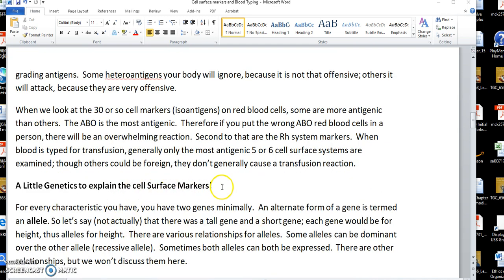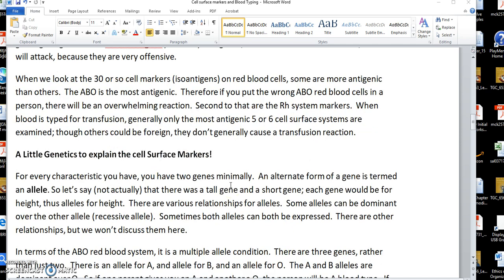Let's talk about a little genetics to explain these surface markers. You have genes to put these on there. An alternate form of a gene for a certain characteristic is called an allele. So let's say you had a gene for brown eye color and a gene for blue eye color, which is theoretically say, not exactly true because there's a multiple gene process for eye color. But if one parent handed you the blue and another handed you the brown, each one of those would be for eye color, so they would be alleles. Alleles are alternate forms of genes for the same trait.